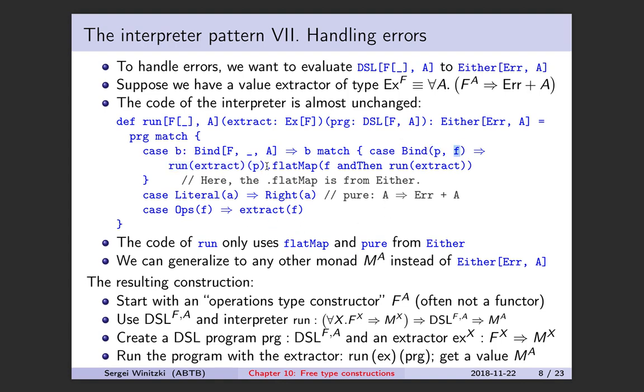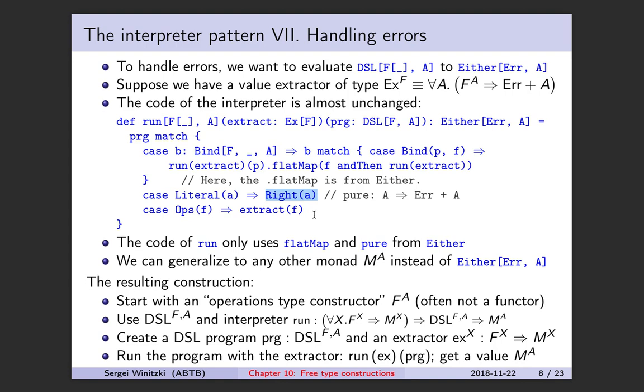Run the P, that gives you an ether, then you use the flat map on that ether with a function that runs on the result and then applies the run to the result. So the run is a curried function so that I can write this more easily: F and then run. So the flat map here is from the ether monad, and this is the pure function of the ether monad.